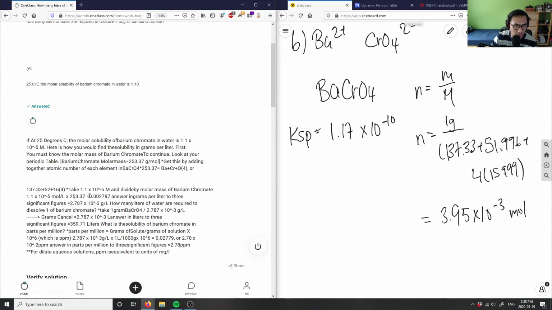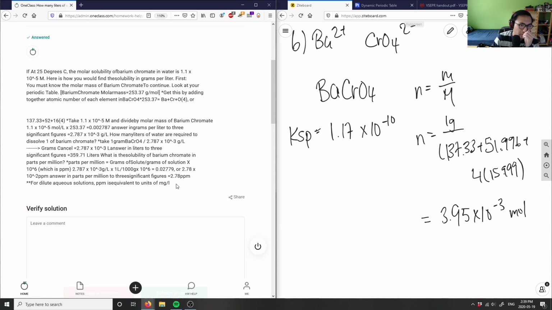I'm just trying to check their solution here. It's kind of weird. It says take the KSP value and divide it by the molar mass of barium chromate, but they're multiplying the barium. So this doesn't really make sense here. So it says take 1 gram. Okay, so I have 2.787 times 10 to the negative 3 grams per liter. So this is the density of this, actually, grams per liter. And I want to figure out how many liters of water. This is 2.78 ppm here. I don't know what they're trying to solve here. So the solution is definitely incorrect here. I'm just figuring out where they went wrong here.